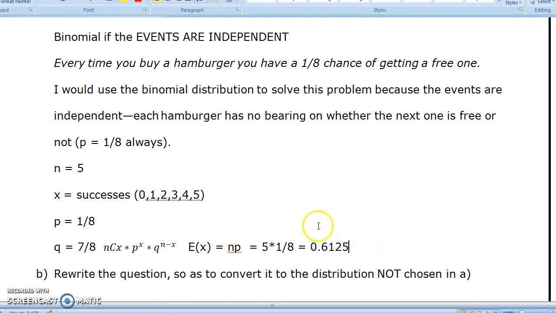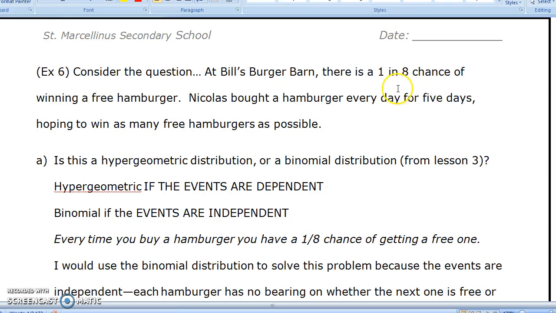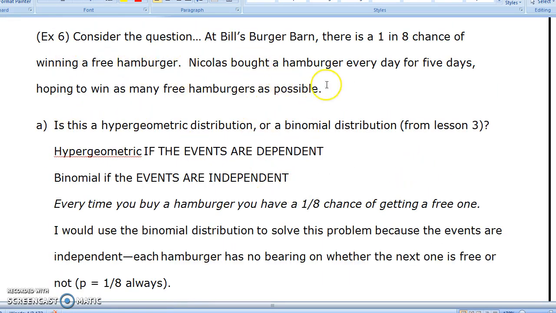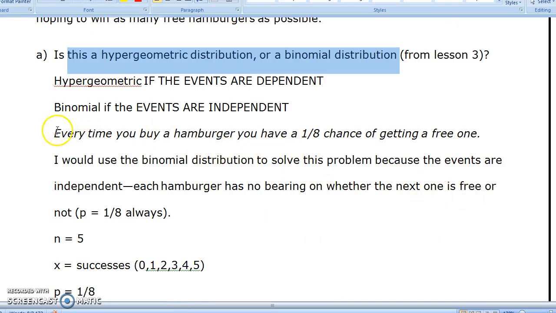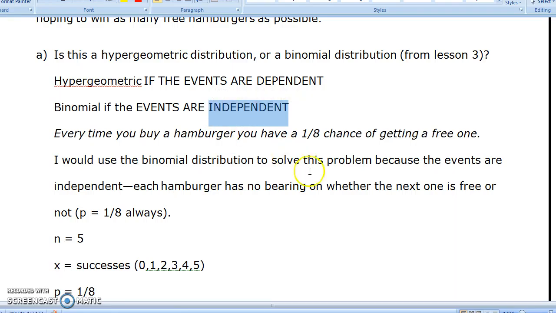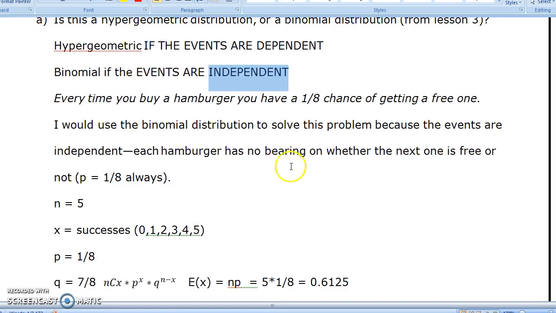That means he should expect to have won 0.6 free hamburgers by the time he's done his 5. He's bought one hamburger for 5 days, right? So really this question was just asking us, is it hypergeometric or is it binomial? My interpretation is that every time I buy the hamburger, my chance is 1/8 that it will be free. Because that has nothing to do with whether I have bought any hamburgers in the past, this is an independent trial. Each time I do it, it has a chance that doesn't change.